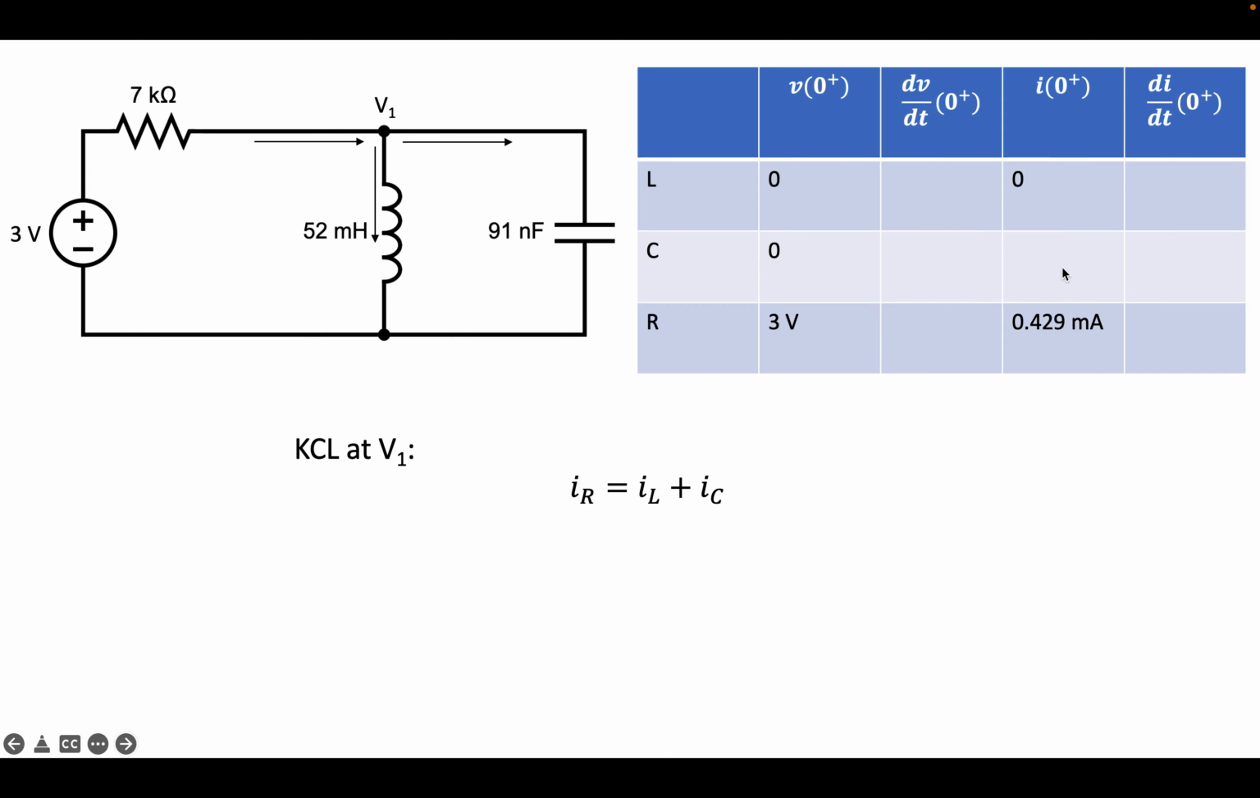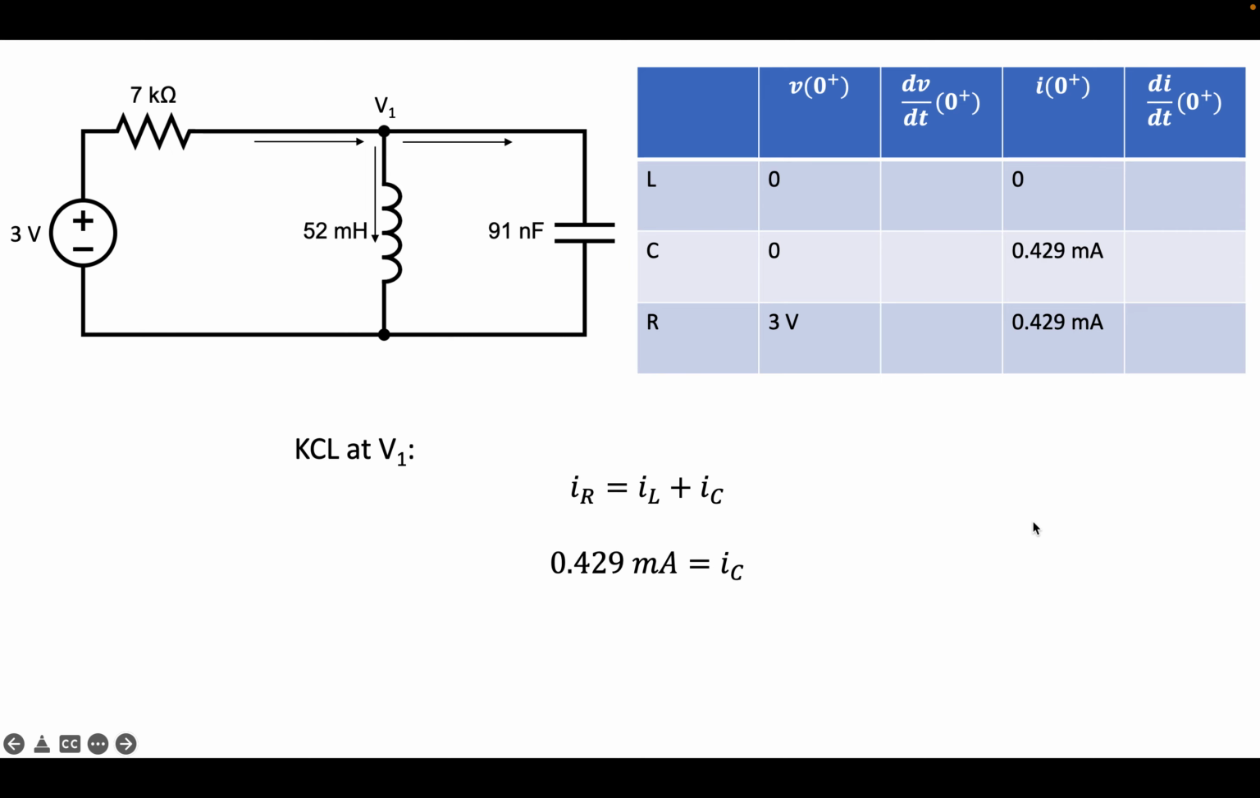I've got 2 out of 3. What do I do when I have 2 out of 3 in a column? I do KVL or KCL. I've drawn the arrows the exact same way they show in the diagram. So there's 1 coming in, 2 coming out. That means IR is IL plus IC, and I already know these two. So it's super easy to find IC at t equals 0. Okay, now we have all 6 of these.